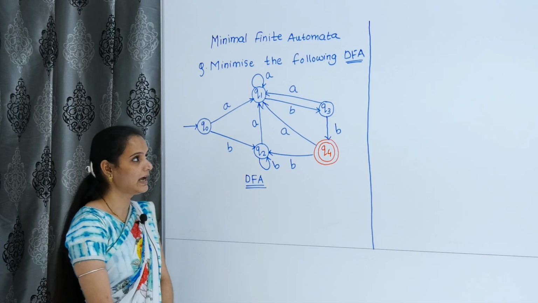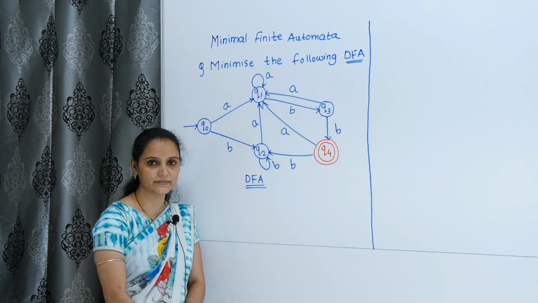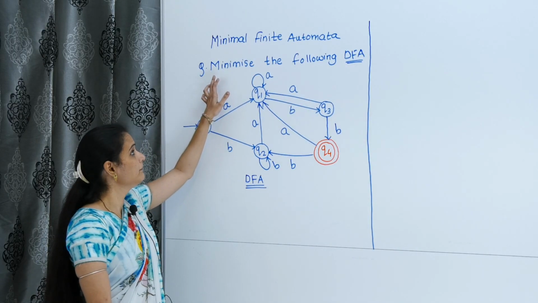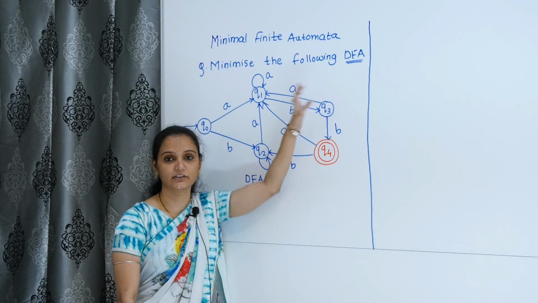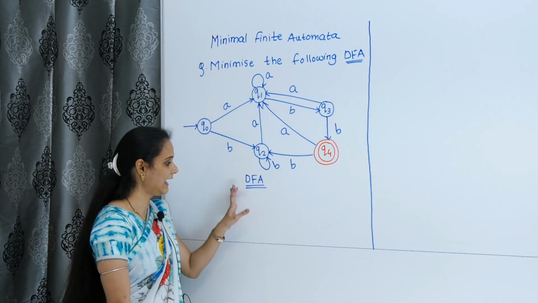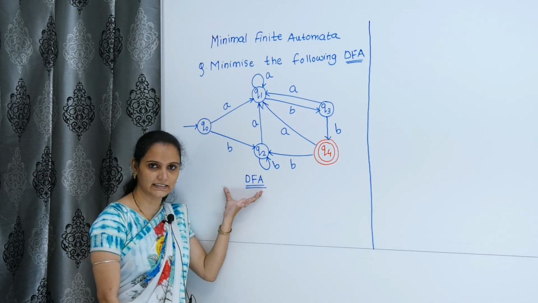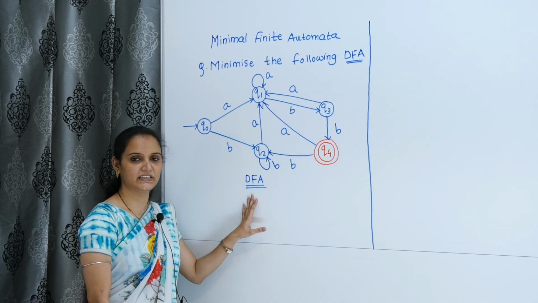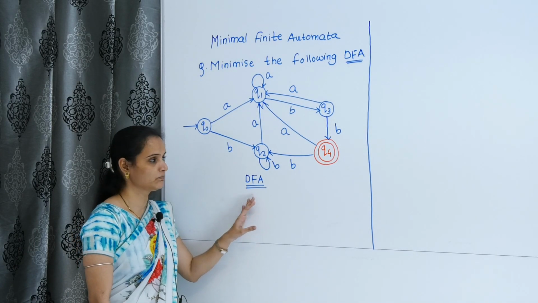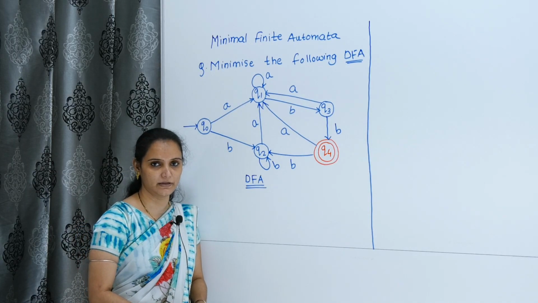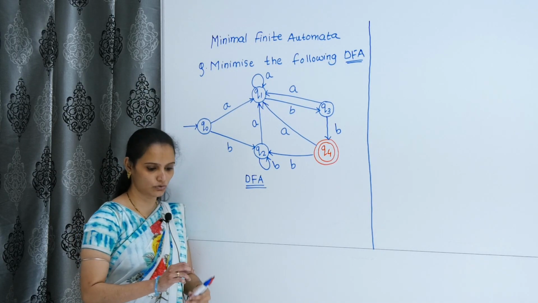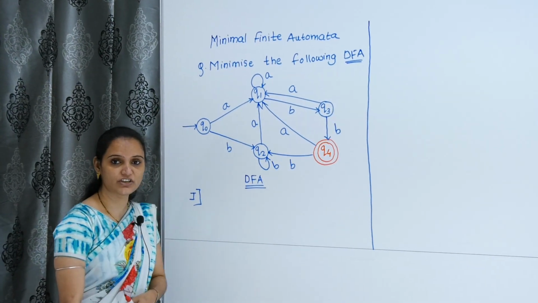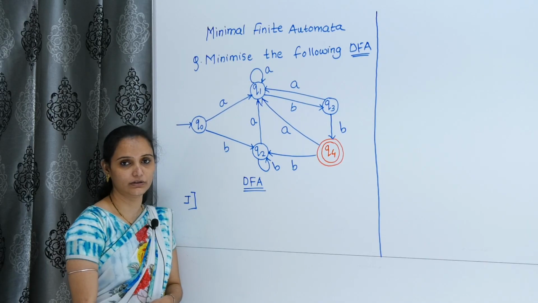So how do we solve problems on minimal finite automata? The question will be like this: minimize the following deterministic finite automata, and a finite automaton is given. So here one DFA is given and the question is to minimize it. How do we solve those problems? There are 2 steps. Step number 1 is to check the reachability of all the states.